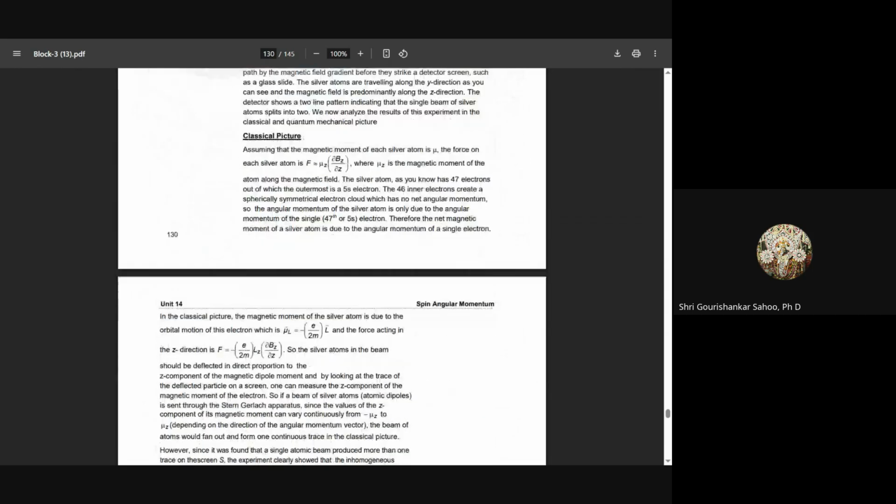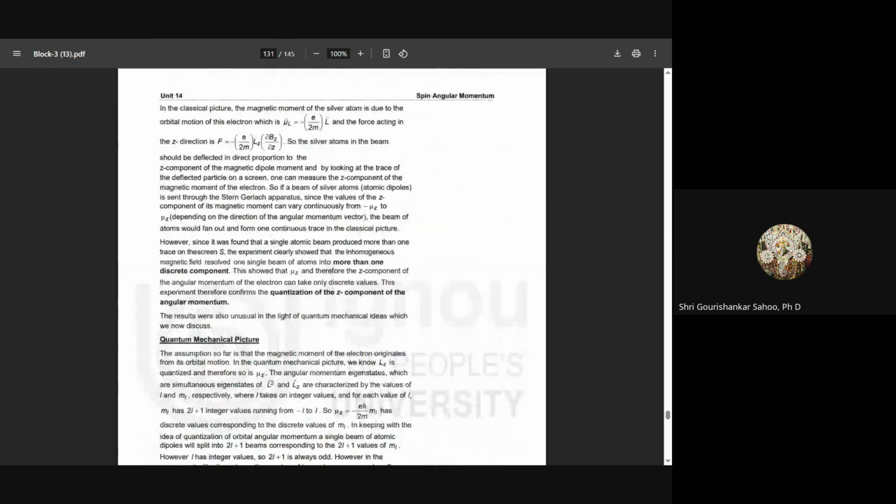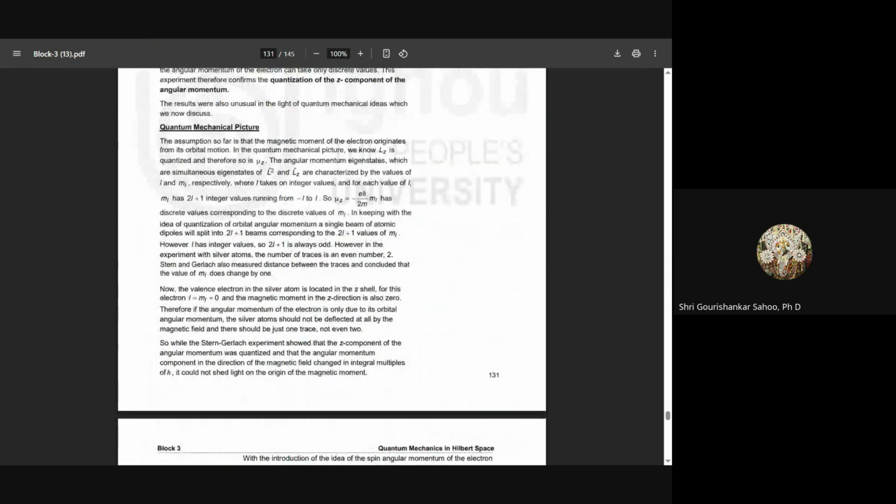So classically, the magnetic moment for a silver atom, suppose it is mu, the force on the silver atom is F, which is nearly equal to mu z del B z by del z, where mu z is the magnetic moment of the atom along the magnetic field. But it will fail to explain the phenomenon. But quantum mechanically, the magnetic moment of the electron originates from its orbital motion. In the quantum mechanical picture, Lz is quantized and therefore so is mu z.